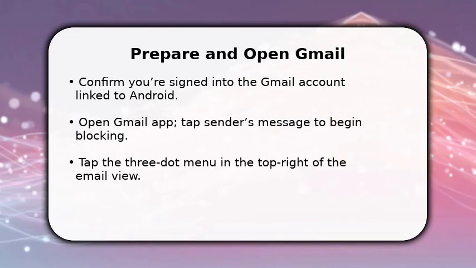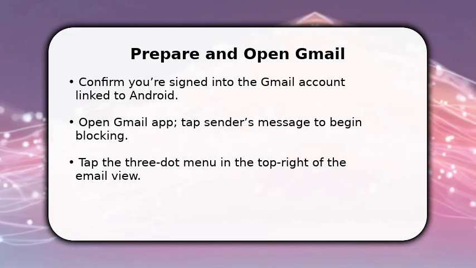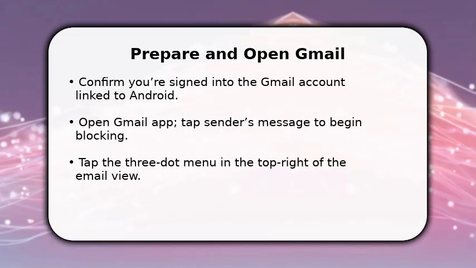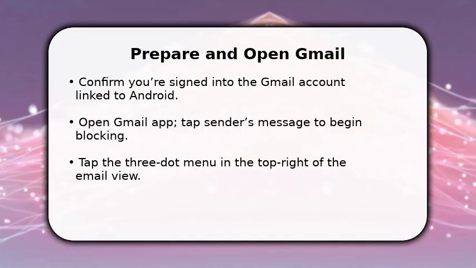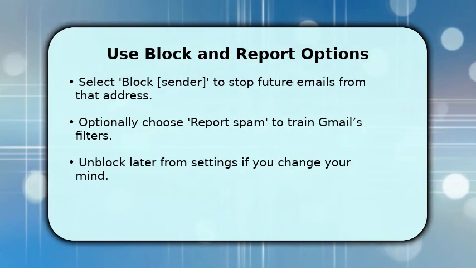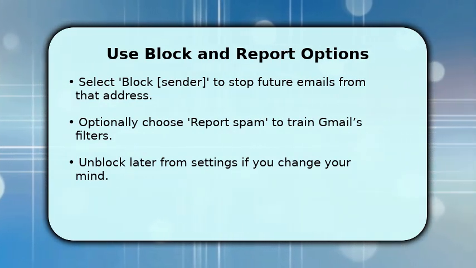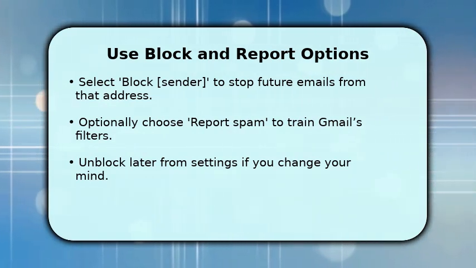Then, tap the three-dot menu in the top right of that message. This reveals account-specific actions. Doing this first lets you reach the block option directly and prevent searching through settings later. From the three-dot menu, tap Block Sender to immediately stop future messages from landing in your inbox. This action tells Gmail to filter that address.